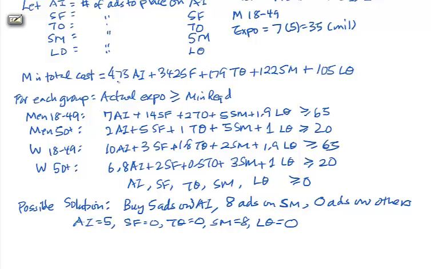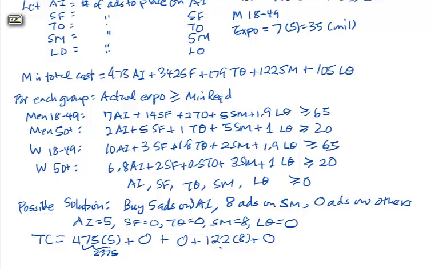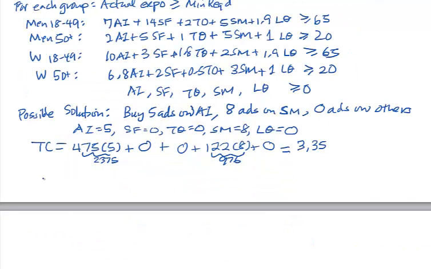Plugging in these numbers, first the total cost. The total cost will be 475 times 5 plus 0 here, 0 here, then here we have 8 and 0 here, so it'll be 0 plus 122 times 8 plus 0. That's 2375 for the first term, and this term is 976, adding to 3351. Now let's check if this actually satisfies all the requirements.